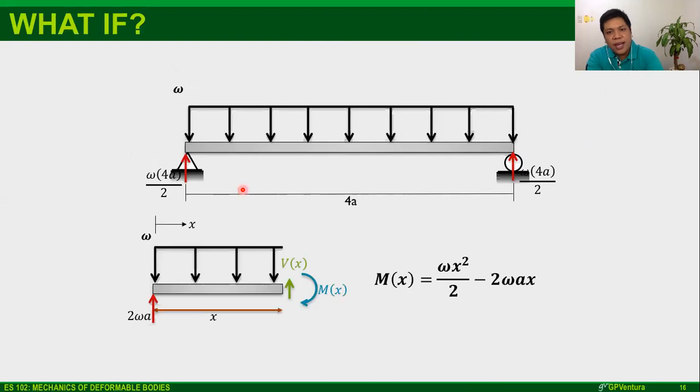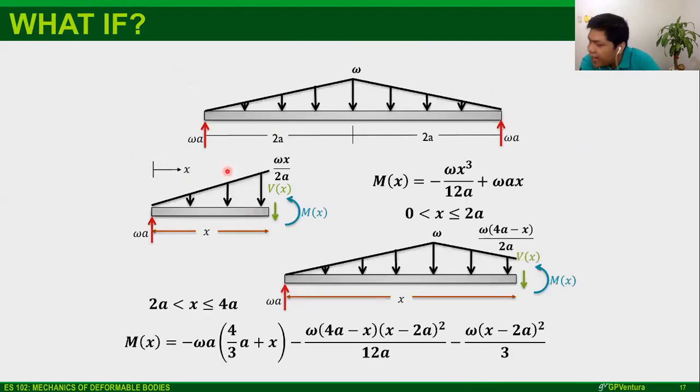But what if I change the type of loading and the type of support reactions? Let's say I have a simply supported beam here. It's still manageable. The moment function is still manageable because the load does not change, there is just an added support reaction. But what if I have a triangular load? The moment function is different from 0 to 2A, and it's also different from 2A to 4A. It's not a uniformly distributed load anymore. The behavior of the internal bending moment is now different because of the shape of your load.